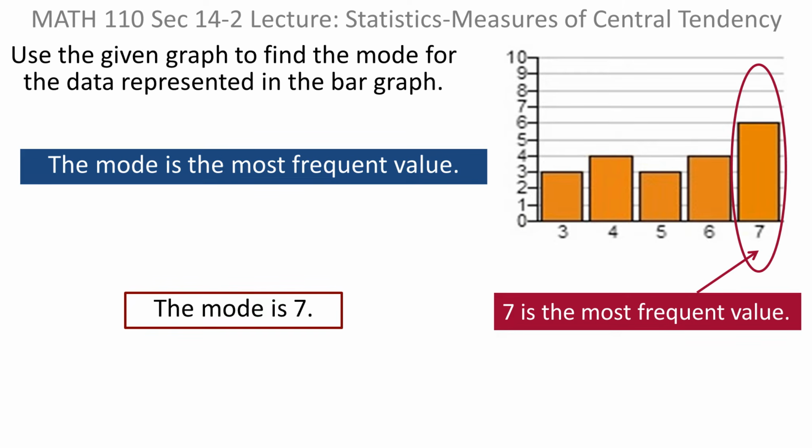Again, you could have done the frequency table and found it from there, but for the mode especially, the height of the bar is probably easier to see than the number in the frequency table.